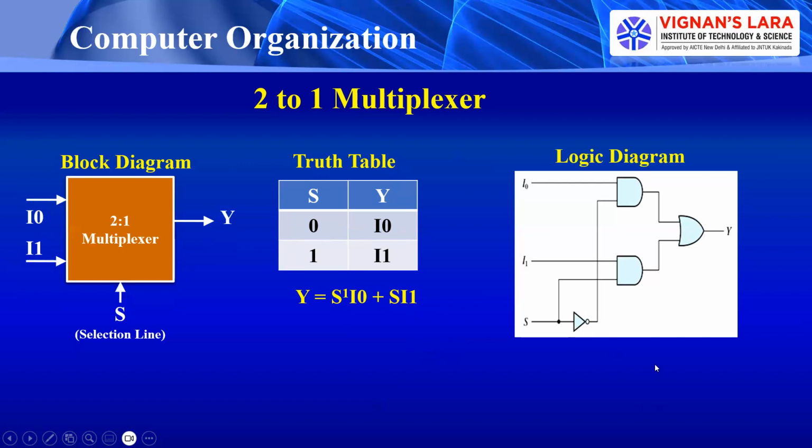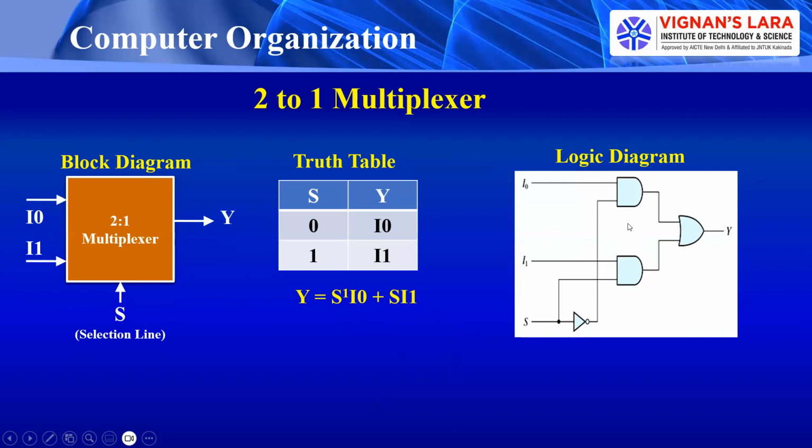Coming to the logic diagram, this can be implemented with two-input AND gates. These two are the two-input AND gates. For the first one, one input is I0, and for the second AND gate, one input is I1. But the second input for these two AND gates is our selection line.